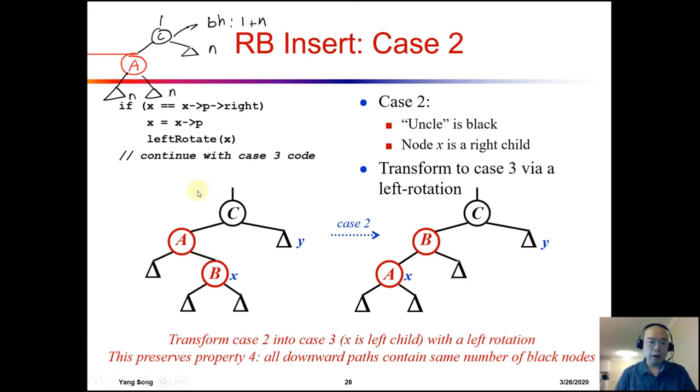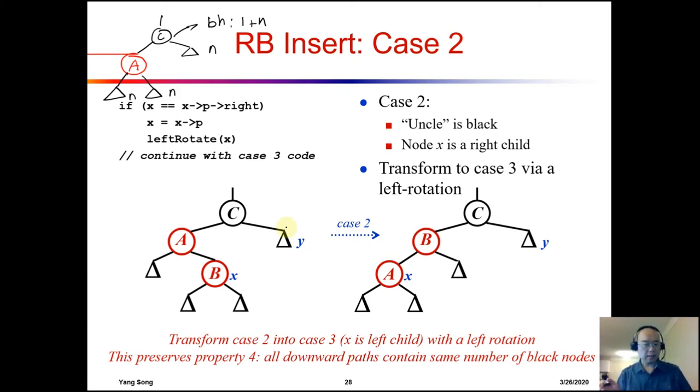Okay, so after we inserted B, now the tree will be like this. B's parent is a red node, and the new node X is a right child. The uncle, which is this part, is black. What we are going to do in case 2 is a left rotation on A and B, so we make B the new parent. We are going to transform case 2 into the image on the right side.